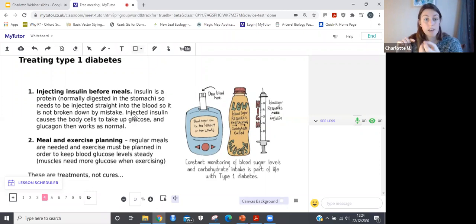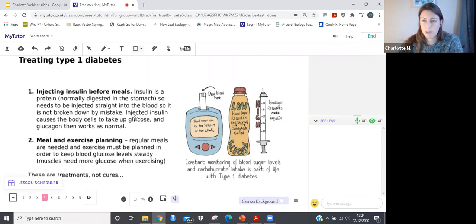Meal and exercise planning are really important for people with type 1 diabetes because you're trying to keep those blood glucose levels constant. You need regular meals, so regular small meals, and remember you're going to have to inject that insulin before each meal to make sure that your body is equipped to remove the blood glucose once it's gone through the digestive system.